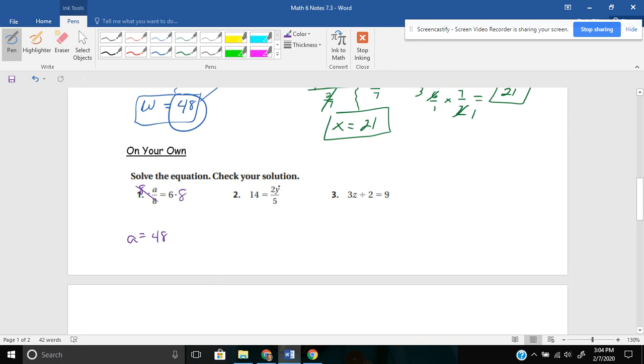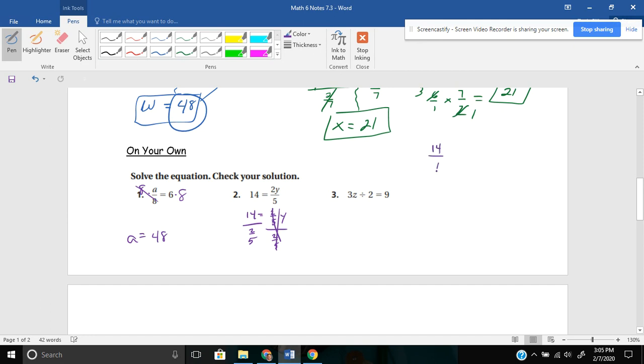Number 2, it says 2y divided by 5 equals 14. There's a couple different ways you could do this, but I like to think of this as 2/5 y. So 14 equals 2/5 y. And what I would do is divide by 2/5 on both sides, because 2/5 is being multiplied by y. So I would do keep, flip, flop.